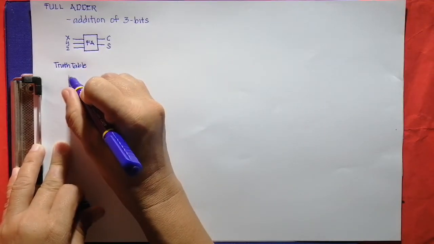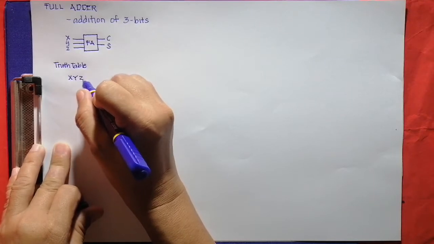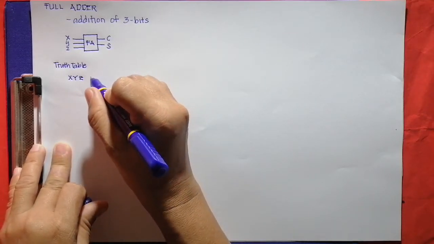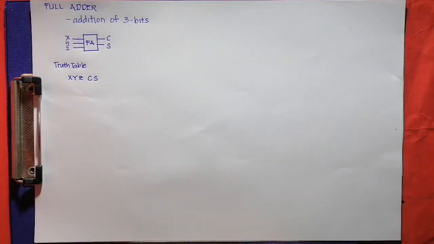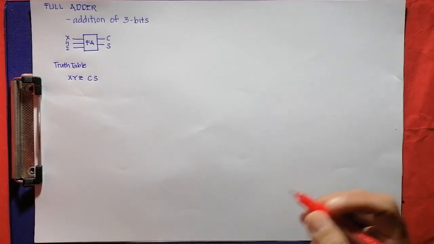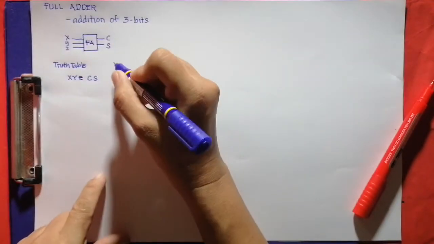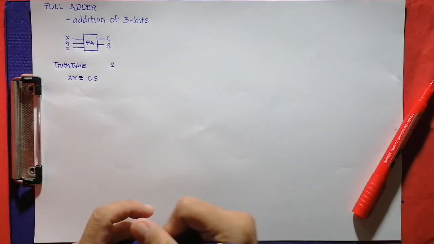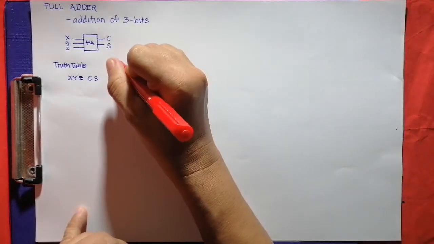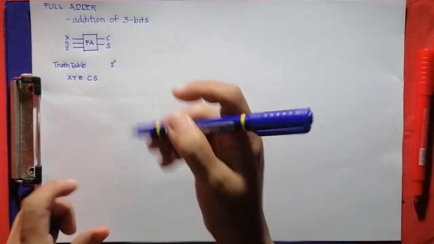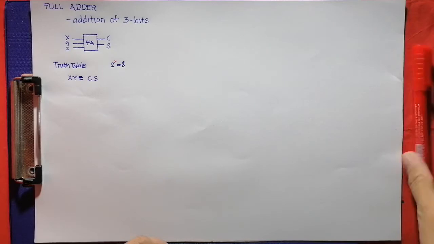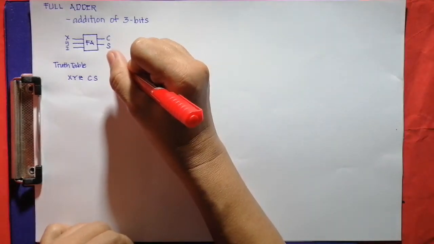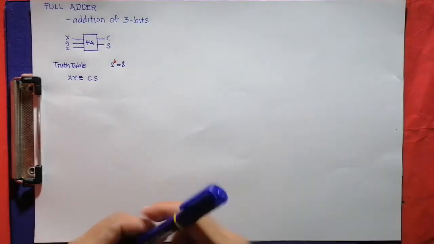So we have the inputs X, Y, and Z, and then the output is designated by C and S. Again, we have three inputs. If you have a binary with 3 inputs, that would be equal to 8. Meaning to say, we're going to have 8 possible inputs.